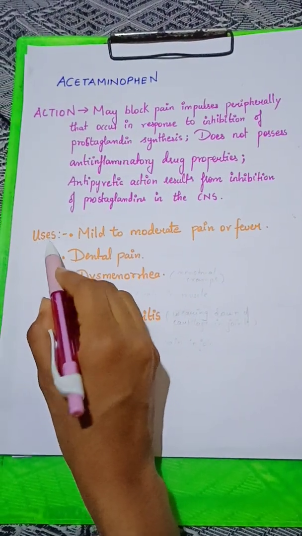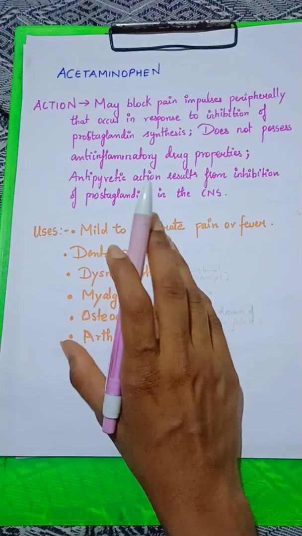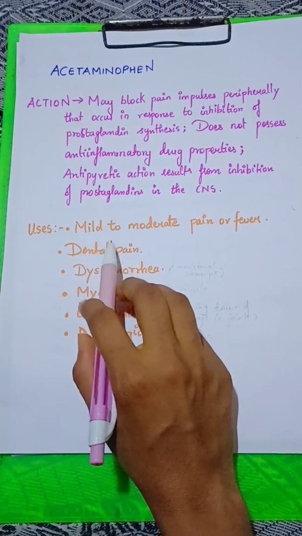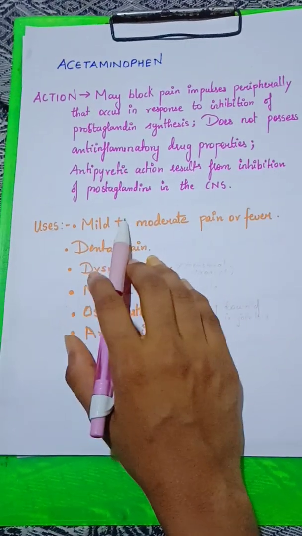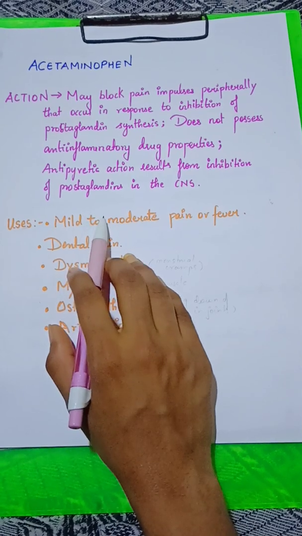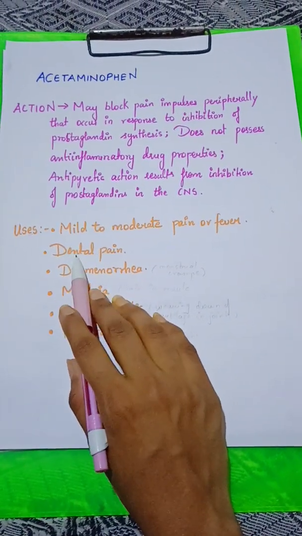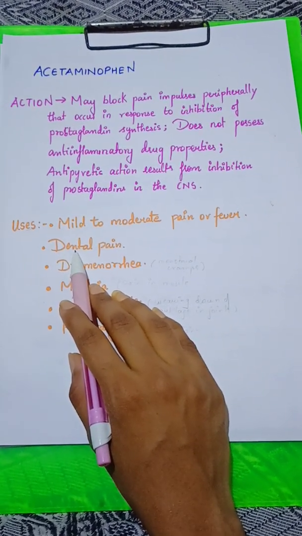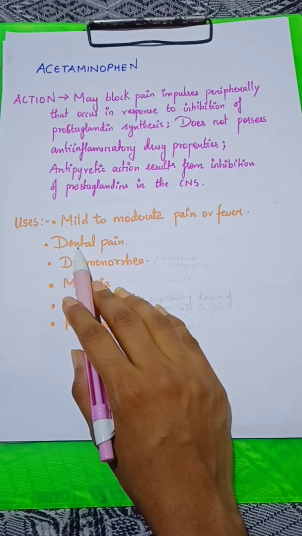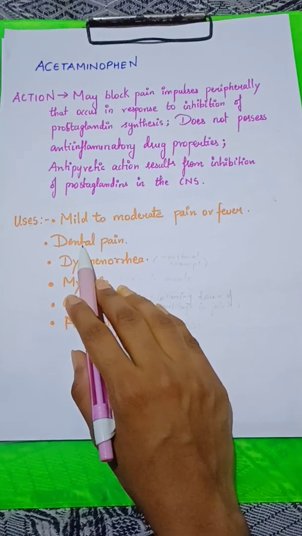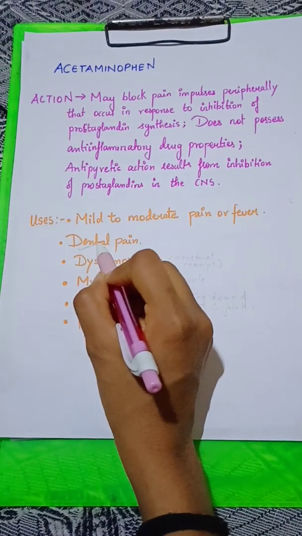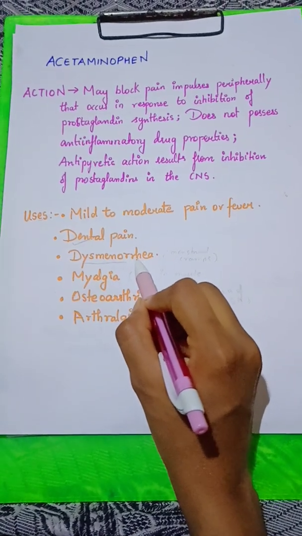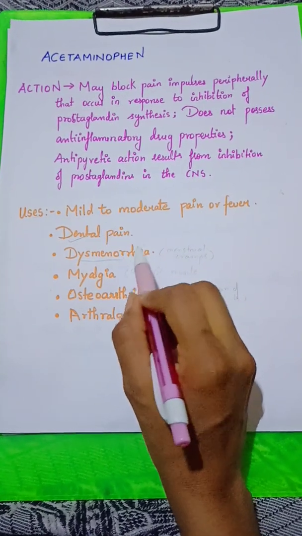Coming to the uses, acetaminophen is used for mild to moderate pain or fever. Don't get confused between aspirin and acetaminophen, because in layman's words acetaminophen is often called aspirin, and mostly they are confused in this. It is also used in dental pain and dysmenorrhea, which is basically menstrual cramps. So for this purpose also acetaminophen is used.